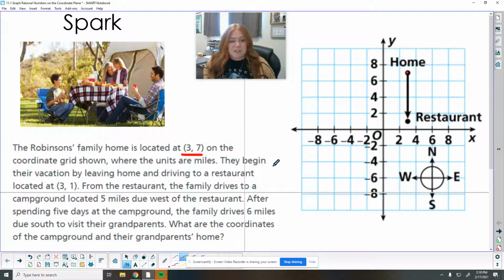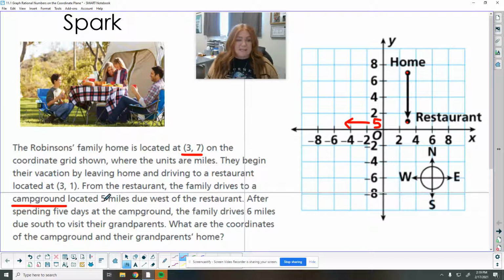They begin their vacation by leaving home and driving to a restaurant located at (3, 1). So then they drive to the restaurant here, over 3, up 1. Then from the restaurant, the family drives to a campground located 5 miles due west. That just means straight west of the restaurant. So we just want to go straight 5 miles to the west to get to their campground.